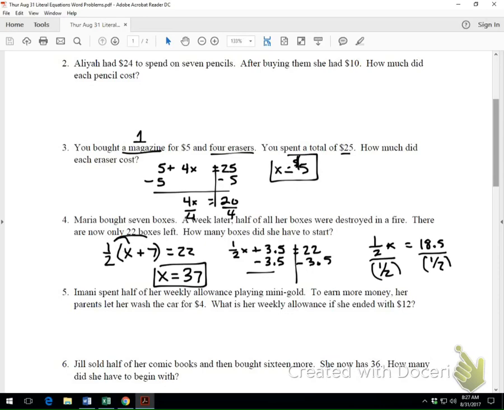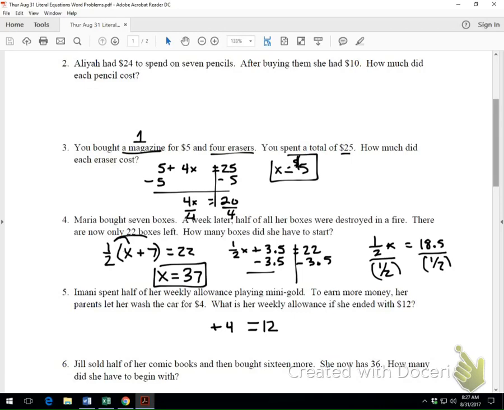Okay, so number 5 says Imani spent half of her weekly allowance playing mini golf. To earn more money, her parents let her wash the car for $4. What is her weekly allowance if she ended with $12? So obviously, it's going to equal 12, right? Okay, so they let her wash the car. So she got $4 out of it.